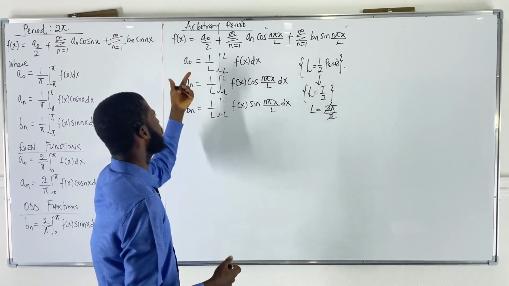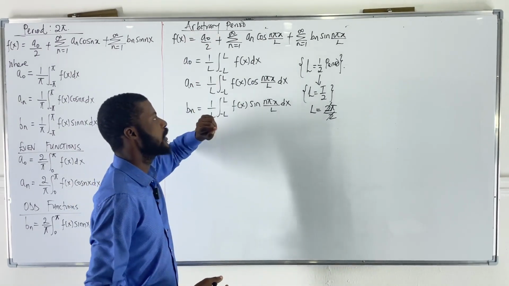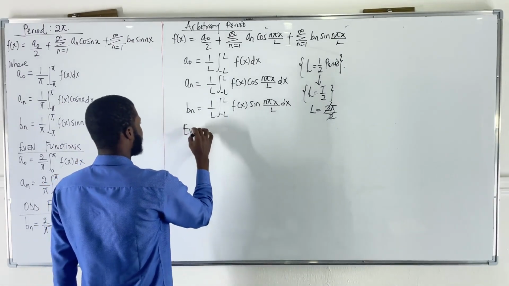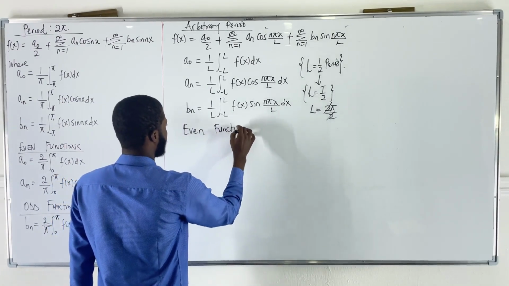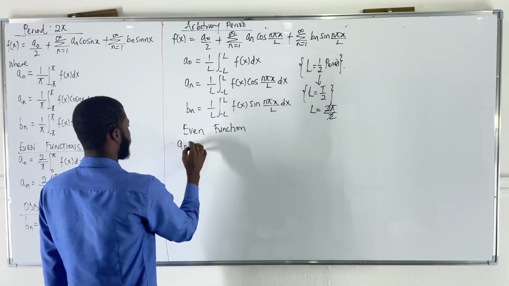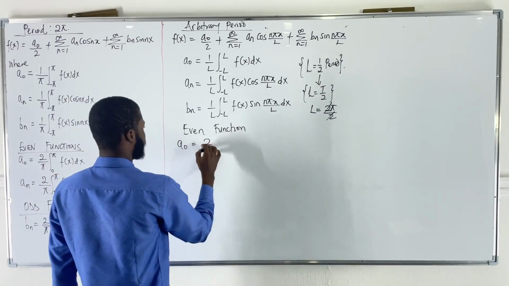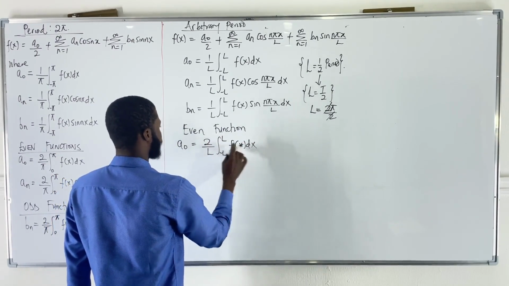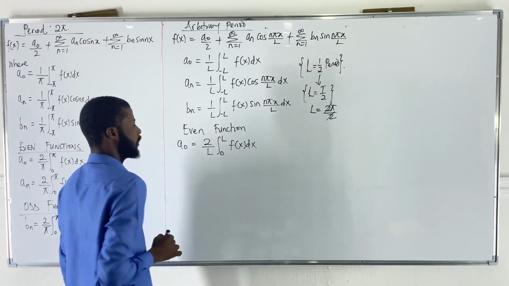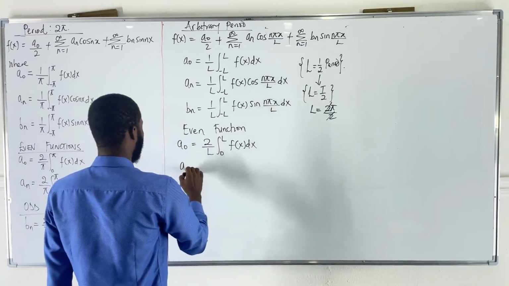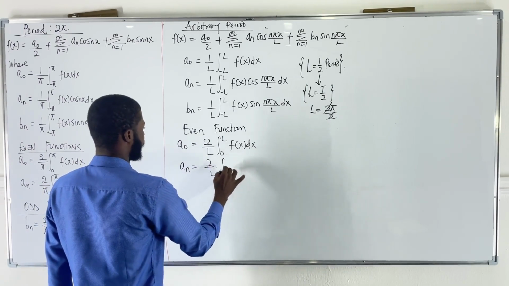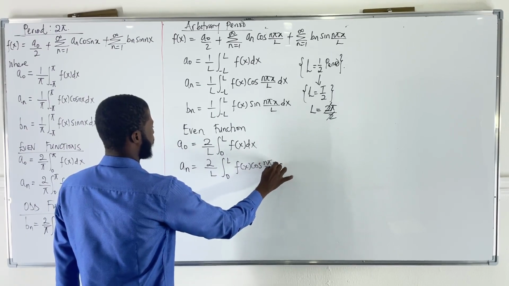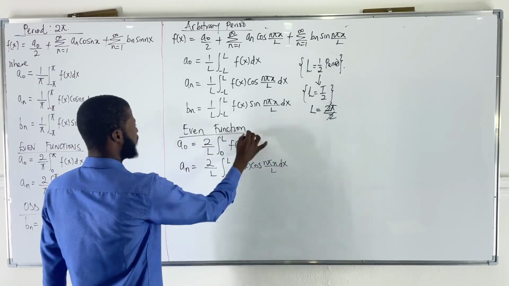Now what if the function with an arbitrary period is, or becomes, an even function? When it becomes an even function, our a naught will be 2 over L, integral from minus L to L of f of x dx. Oh, sorry. Since it's even, this will be half the range. Then a sub n is 2 over L, integral from 0 to L, f of x cos n pi x over L dx. So this is when it's an even function.